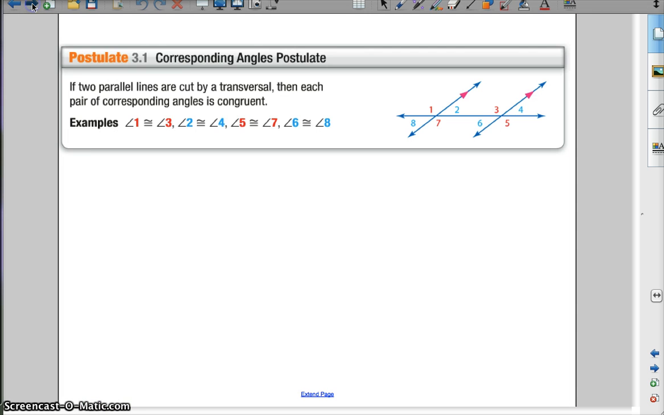We're going to begin with the postulate, corresponding angles postulate. Please pause the video and write this down in your packet. It's right underneath the definitions that we did in the last section.